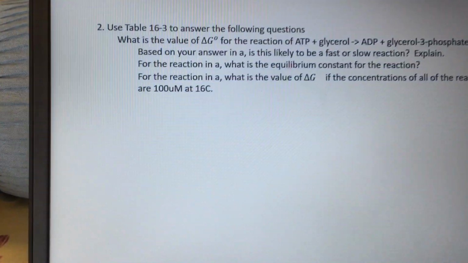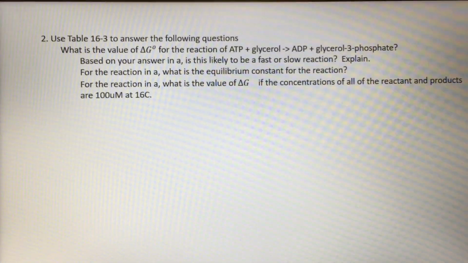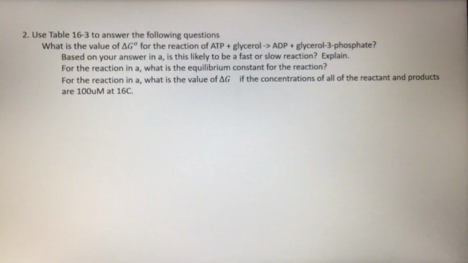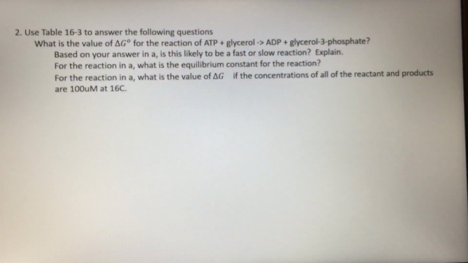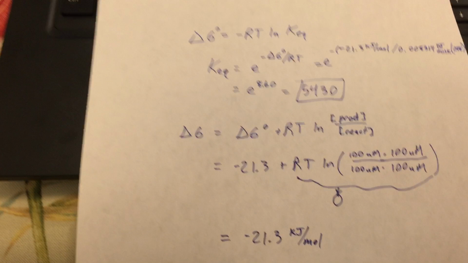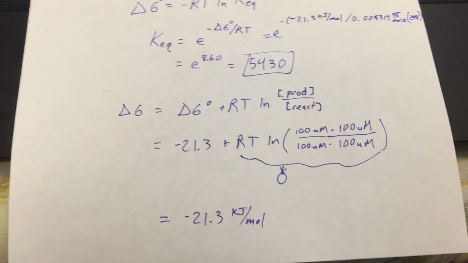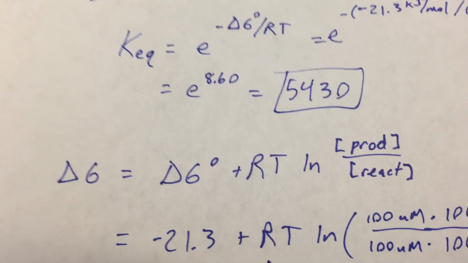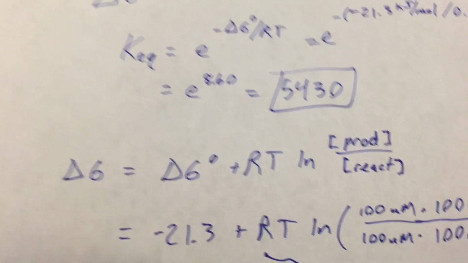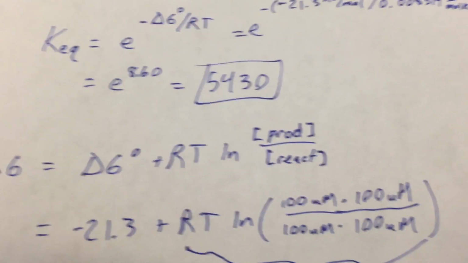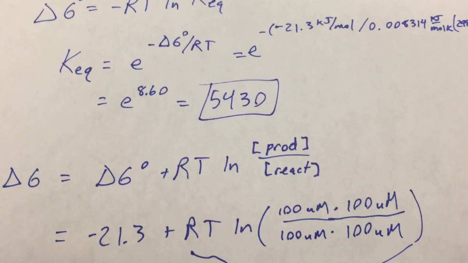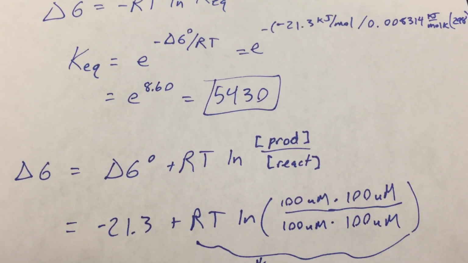Now our last part of the question here, for the reaction in A, what is the value of delta G? There's no naught on that. If the concentration of all the reactants and products are 100 micromolar at 16 degrees Celsius. Well, under any sort of non-standard condition, we're going to use this equation right here. Delta G is equal to delta G naught plus RT times natural log of Q, is the way it's usually written. Q looks like the equilibrium constant, but it's using the actual concentrations rather than the concentrations at equilibrium.